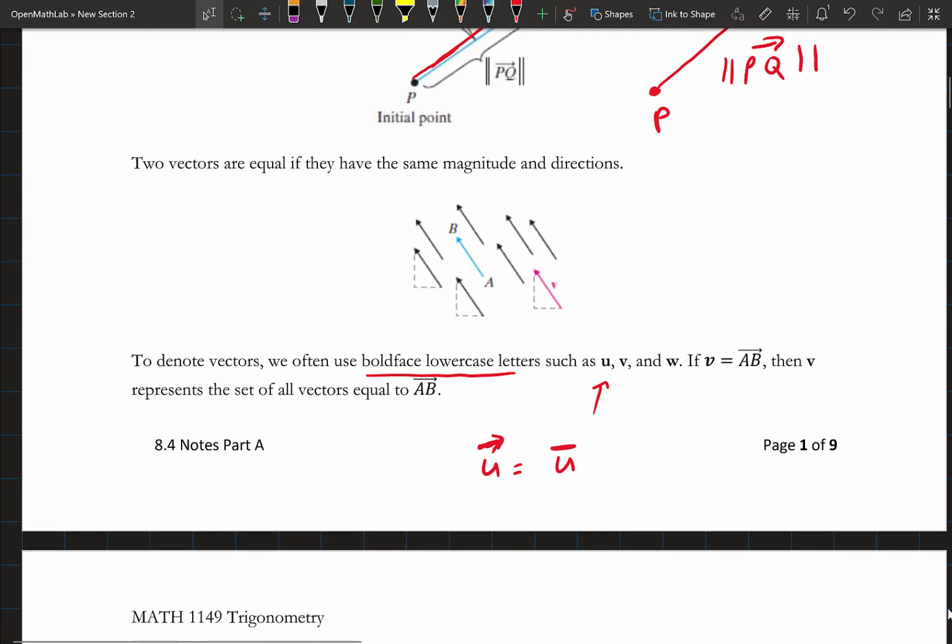I just wanted to make a note here. I think I said this all out loud, but all of these vectors are equal to vector AB. All the vectors in this diagram are equivalent to vector AB. They all have the same magnitude, and they all have the same direction.